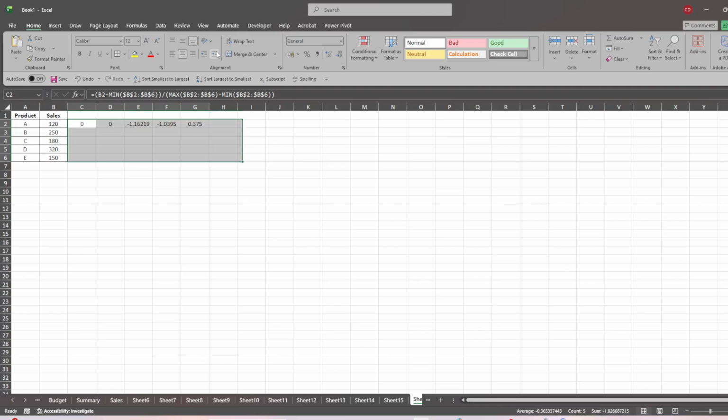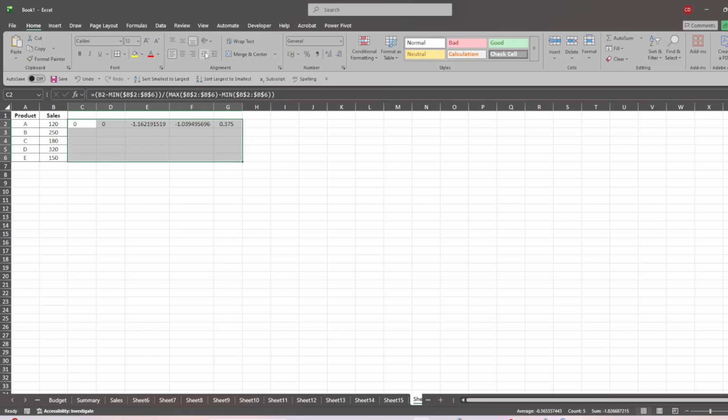For this example, imagine you have a simple data set with products and sales values. Your sales data is in cells B2 through B6, with values like 120, 250, 180, 320, and 150. We'll use that range for each method.